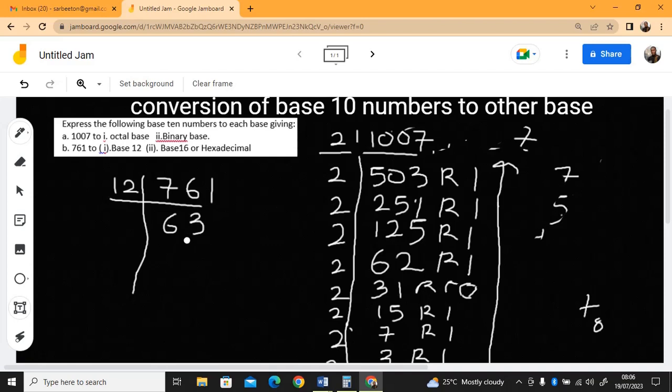3 times 12. That's 756. So 761 minus 756. There will be a remainder of 5.